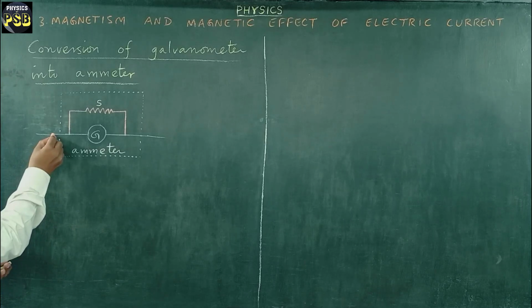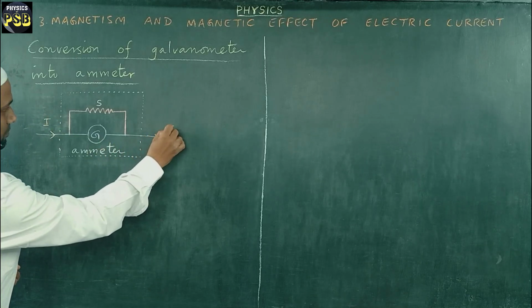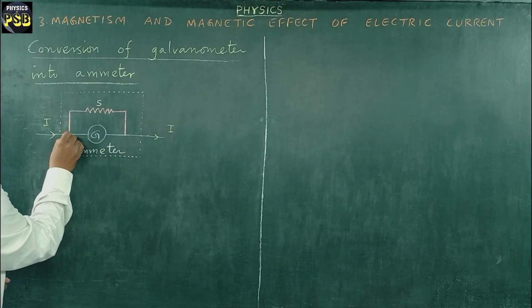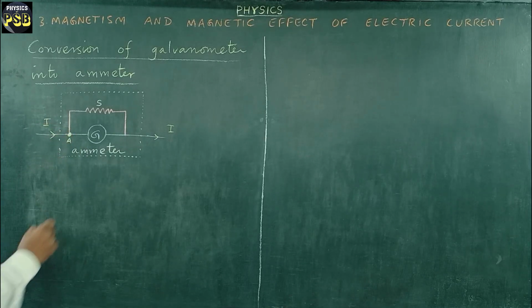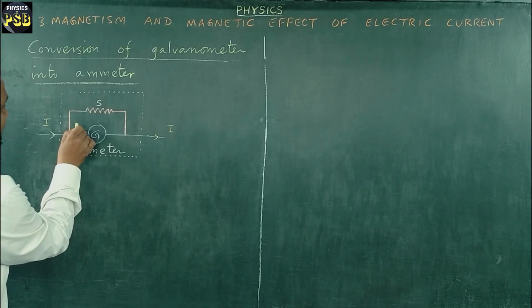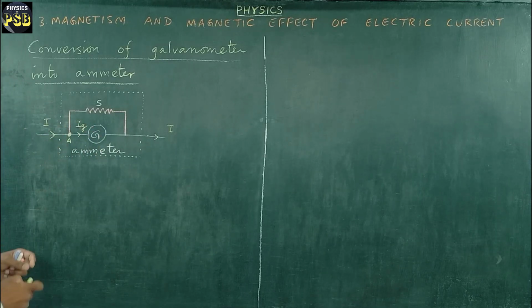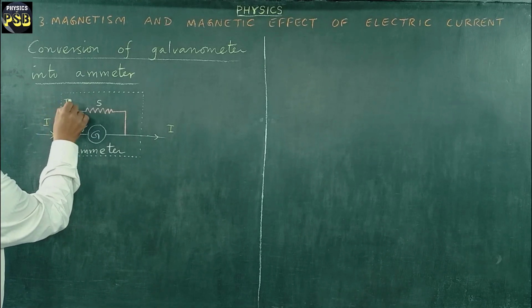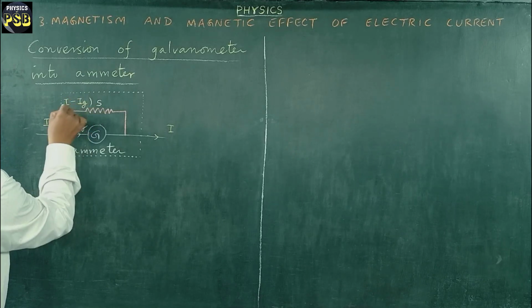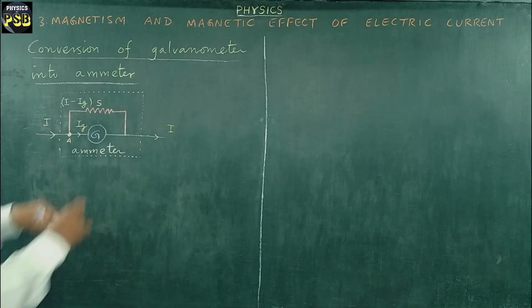Suppose current I flows through this circuit. When the current I reaches the junction A, it gets split into two components. Ig flows through the galvanometer. Then the remaining current, what is the remaining current? If you subtract Ig from I, you obtain I minus Ig. This is the current flowing through the shunt resistance S.